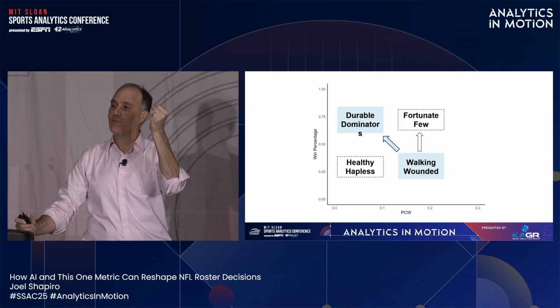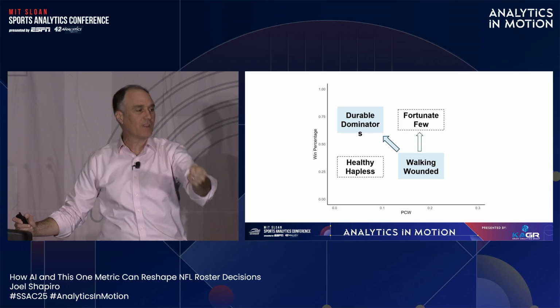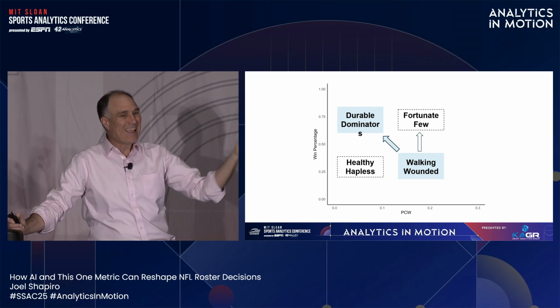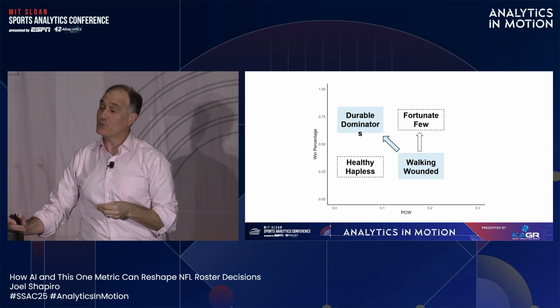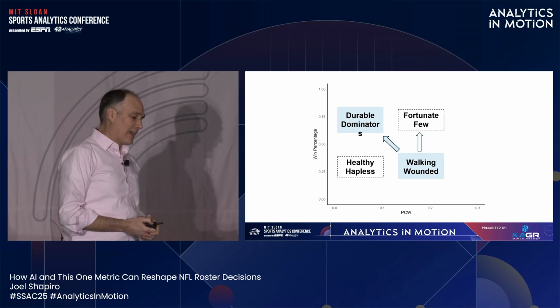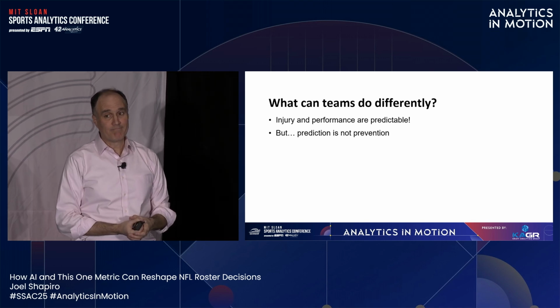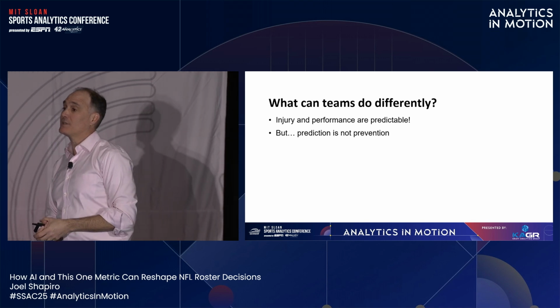What happens when you face injury at the beginning of the season or even in the middle of the season? How likely is that to impact your chances of winning? And what, if anything, can you do about it? And this becomes the key question. What can teams do differently?